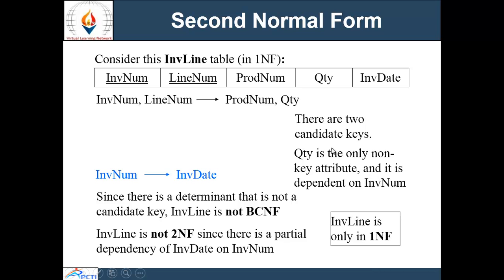There are 2 candidate keys, that is invoice number and line number, and quantity is the only non-key attribute. And since there is a determinant that is not a candidate key, invoice line is not in BCNF, because the invoice date is dependent on the invoice number partially.